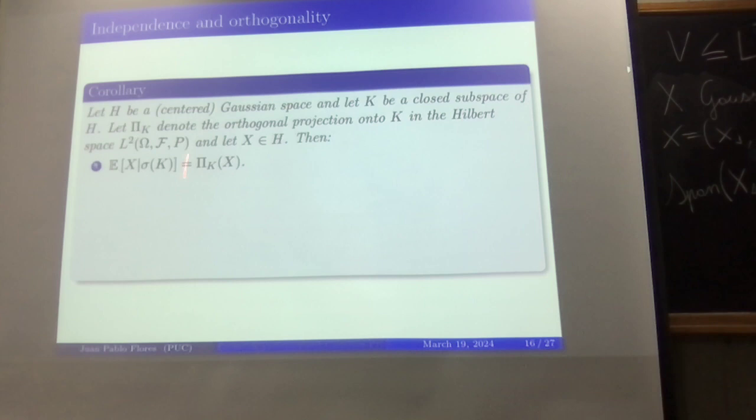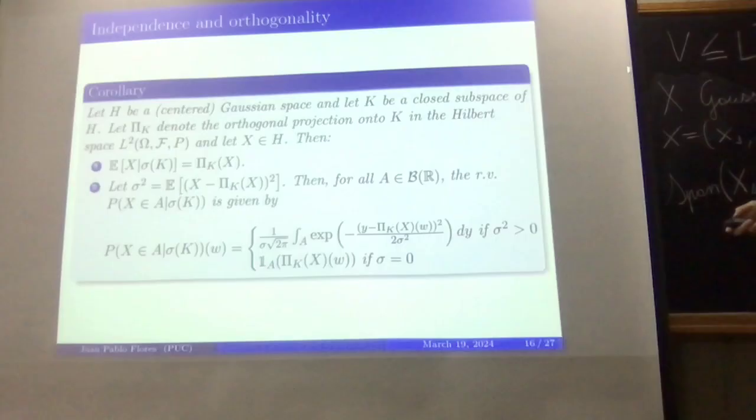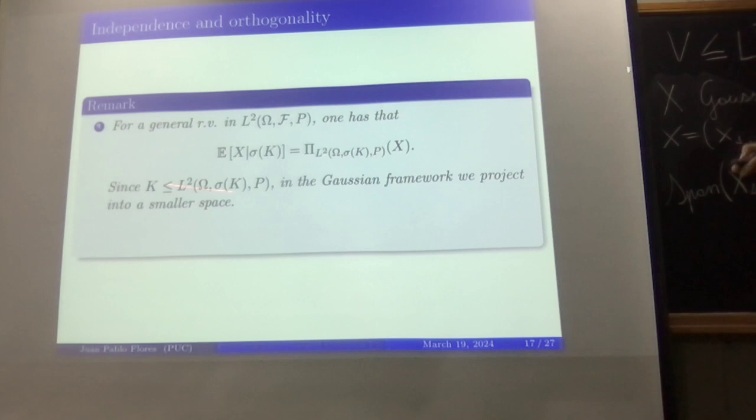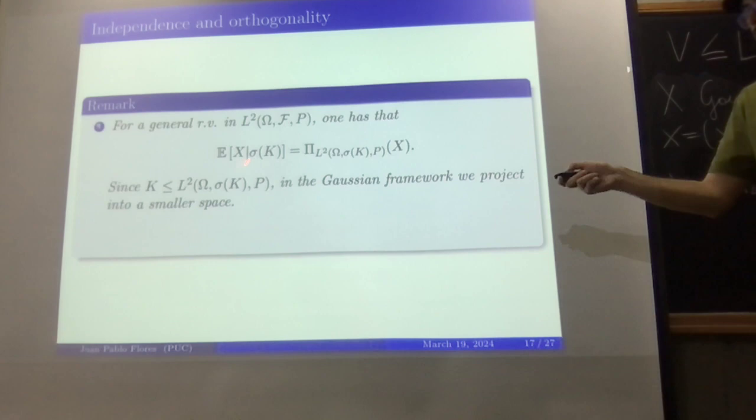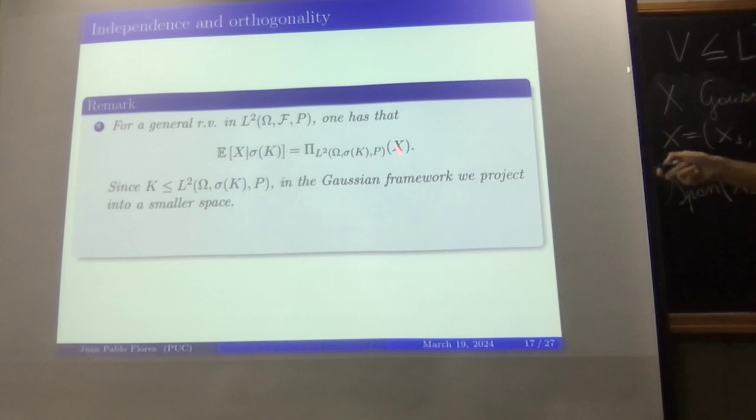And yes, when we are working in the L2 framework of probability, there is a known fact that happens, but that happens with another space. So in the general framework of probability, we have that the conditional expectation of X given sigma(K) is also the orthogonal projection, but with respect to this space. And this space is bigger. That's how you can define it. Yeah, this L2. Yes. So since this K is smaller, then this is better. In the Gaussian framework, this is better.